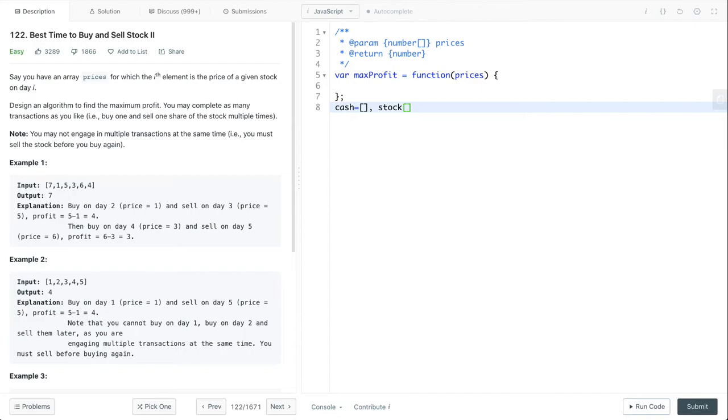If we have cash at day i, what would be the profit for day i? It will either be that we don't do any transaction, so the profit depends on the cash balance from day i minus 1. Or we sell what we have and cash in. That's stock i minus 1 plus today's price. It really depends on which one is bigger.